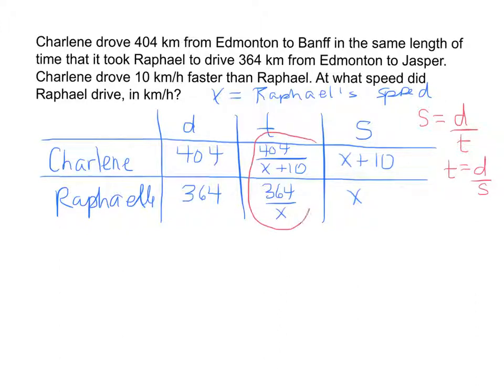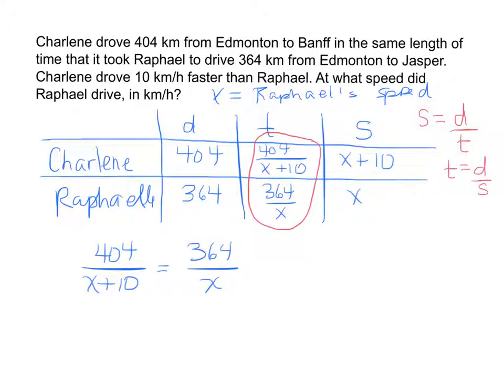This I'm going to use along with a piece of information from the problem to write an equation. That's the piece of information we haven't used yet, right? Is that their times are equal. It says that Charlene drove from Edmonton to Banff in the same length of time that it took Raphael to drive. And so what that means in terms of the equation is that Charlene's time, which is 404 over X plus 10, is equal to what? Right, 364 over X. And then we can solve it.